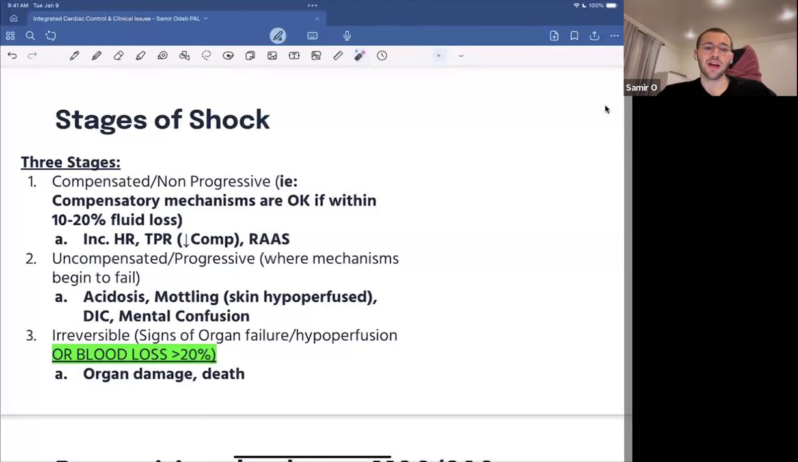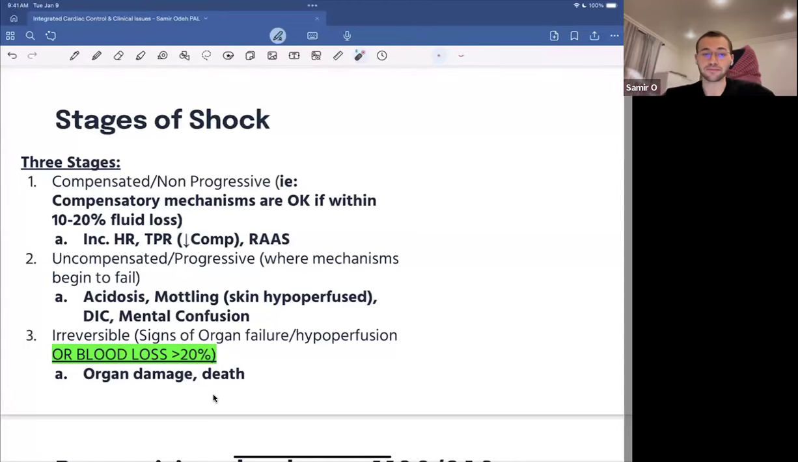which are your brain, your heart, your lungs, all those. You'll see something called DIC. You don't need to know anything about DIC right now, but this is just for your own knowledge. And you also see mental confusion. Mental confusion is simply because we're not getting enough blood to our organs, and the person is confused. And not a coma. Coma is more irreversible shock, but they're beginning to show those bad signs.